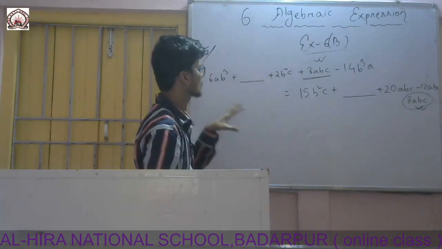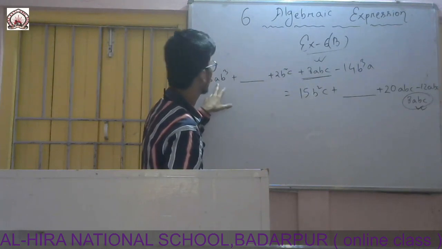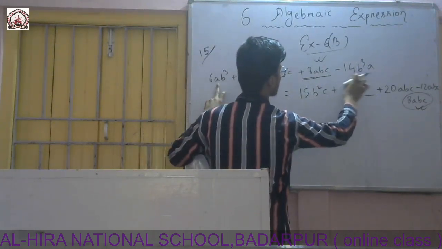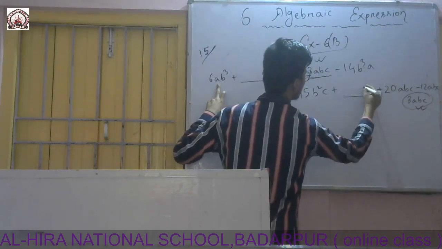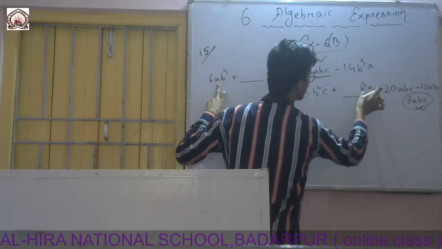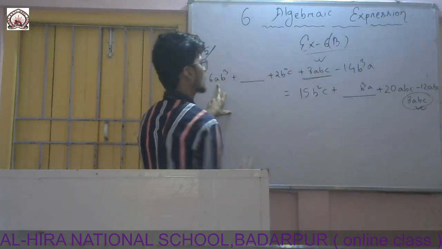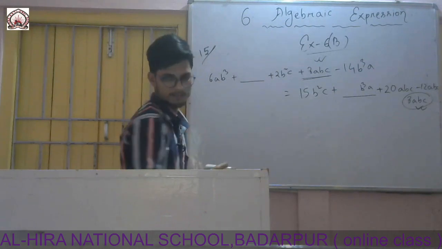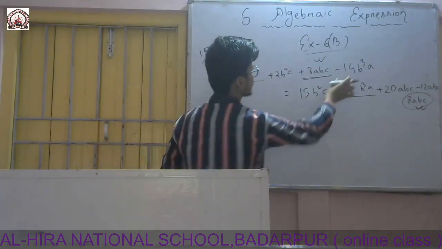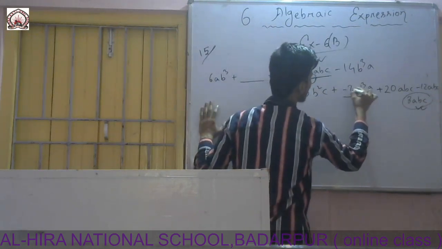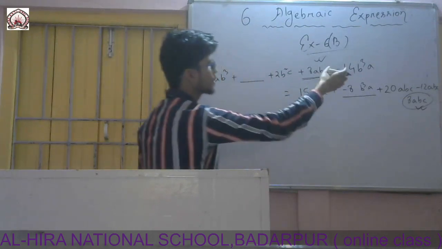So from this some terms will be there. Okay. So 6ab cube and minus 14b cube a. There is no term with b cube a. That means in this blank the answer will be with variable b cube a. So if I solve this, plus 6 and minus 14, that means plus minus it is minus, 14 minus 6 is 8. And since 14 is greater, that means minus 8. In this blank, the answer will be minus 8b cube a.